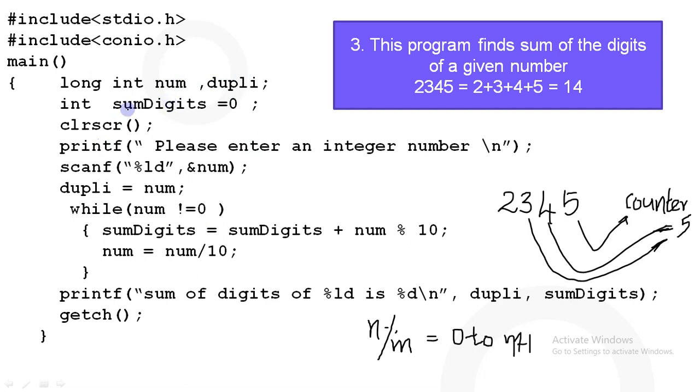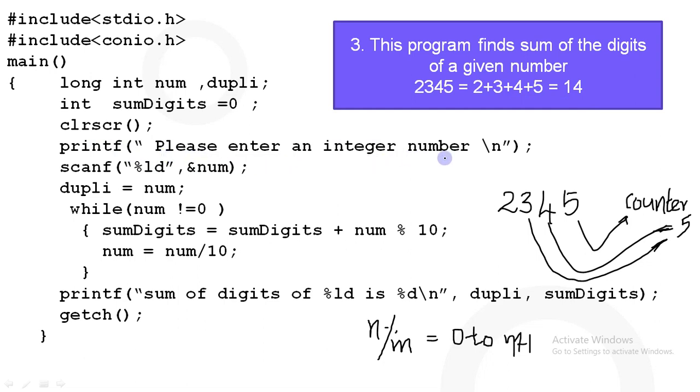We are going to lose the data. Okay, so integer sum digits equal to 0. A variable name is befitting because we are collecting the sum of the digits. If it is 2, 3, 4, 5, the answer should be 2 plus 3 plus 4 plus 5, that is equal to 14. Clear screen is there.